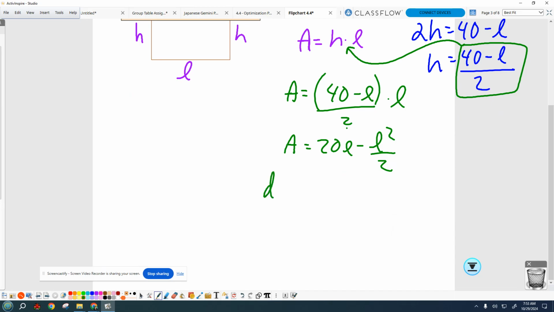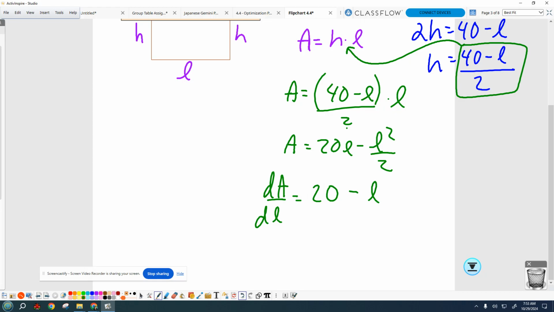You multiply that power over time, so dA/dL equals 20 minus 2L. Oh wait, no, never mind. Just L. Yeah, just L. So minus 2L divided by 2, oh wait, just L. Adrian, what are the critical points? Where is it undefined?